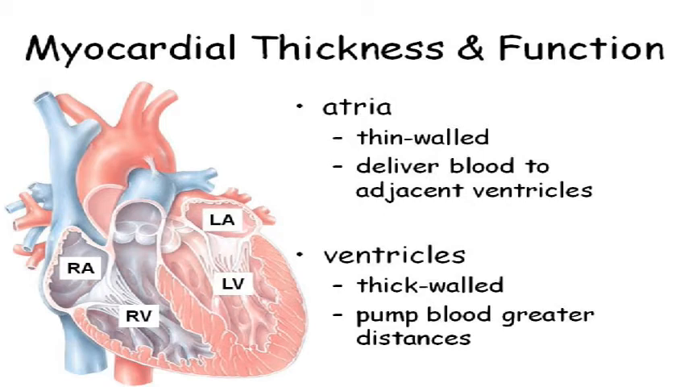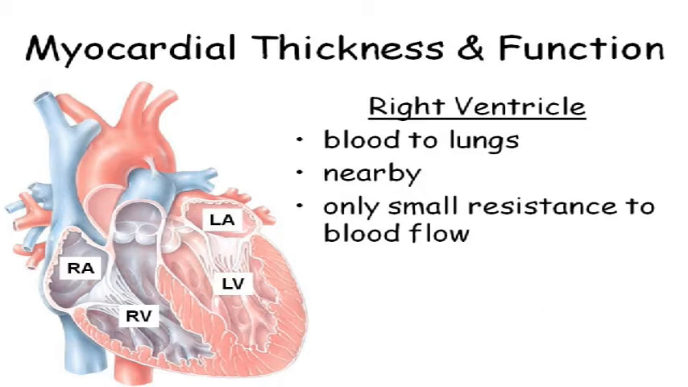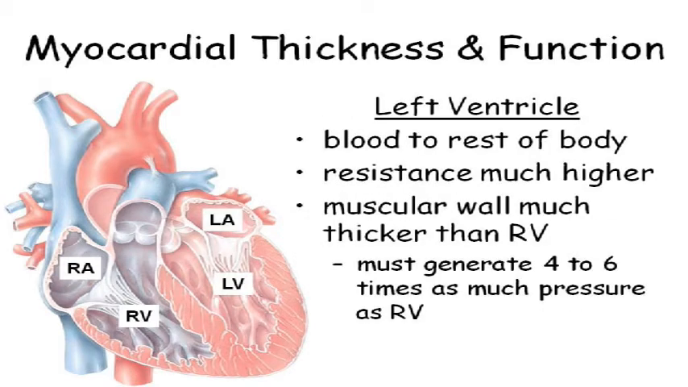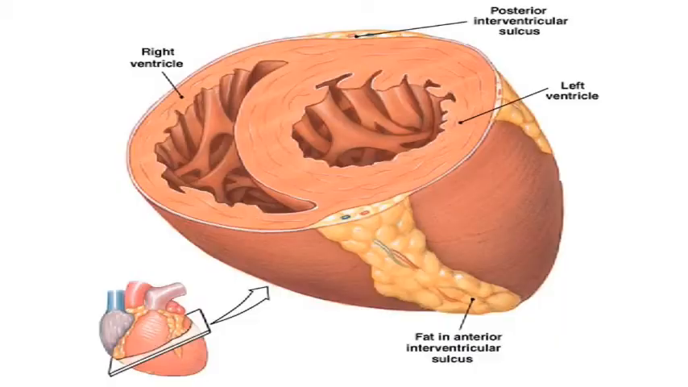The ventricles, however, of course, the right ventricle's got to get the blood to the lungs, the left ventricle's got to get the blood to the rest of your body. And if you look at the outer wall of the right ventricle, it's thinner than the outer wall of the left ventricle because the left ventricle has to pump the blood further.